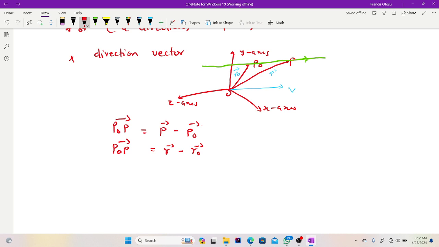So at this point, you realize that we are getting an equation of the line, but how do we define P naught P?